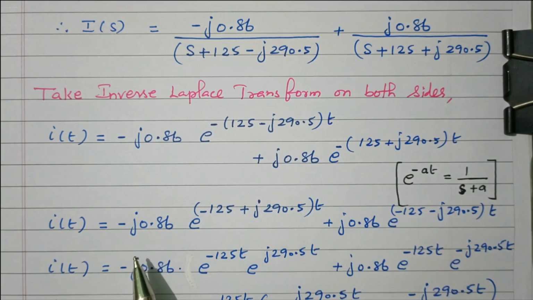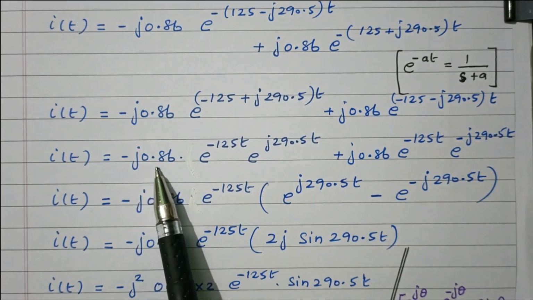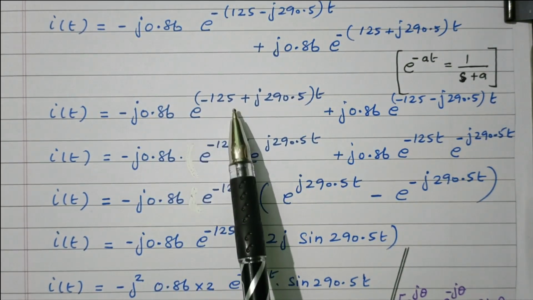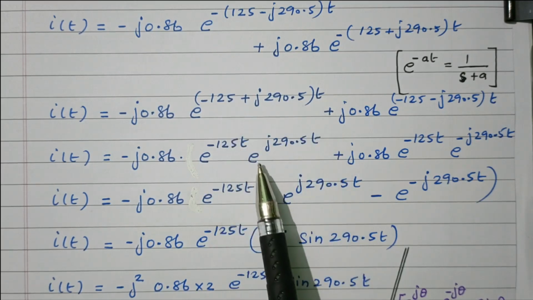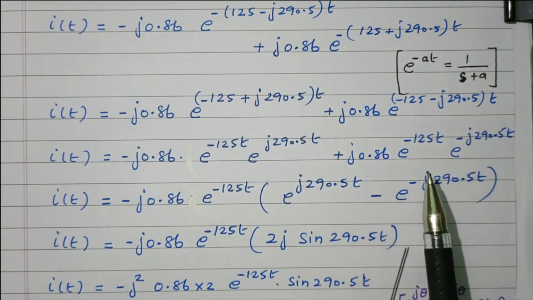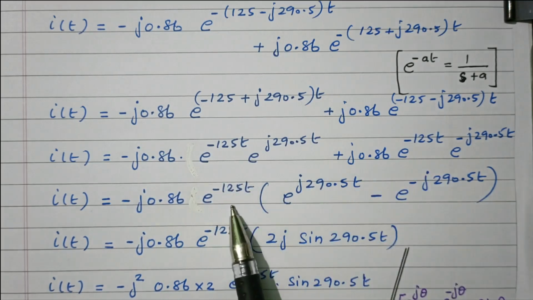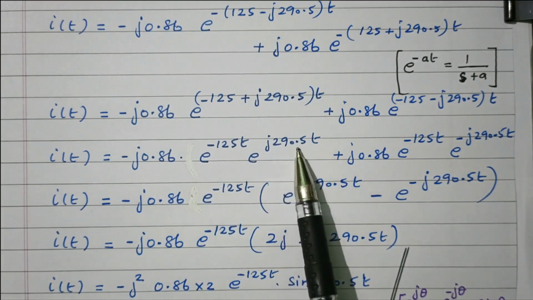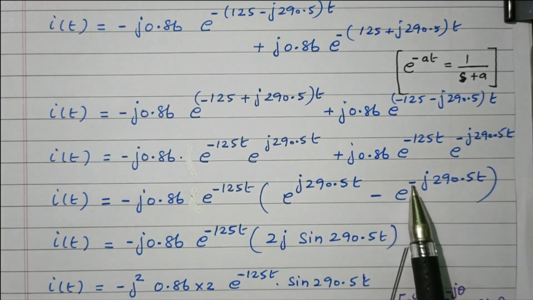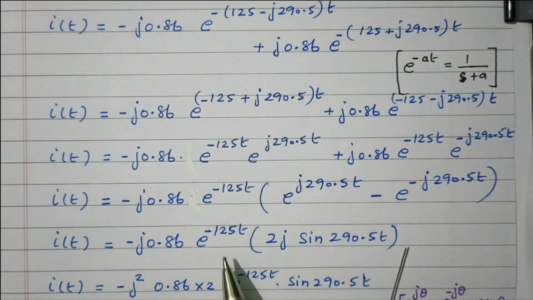Now we can go for further simplification. So this term is written, and again this term is written. Now we can split the terms for further simplification. Minus J 0.86 e power minus 125 t. Here t is multiplied, e power J 290.5 into t. So here also it is multiplied. Right. So e power minus 125 t is available in both the terms, so that is taken outside. Here e power J 290.5 t minus e power minus J 290.5 t. Both are different, here plus, here minus. This term is commonly available.